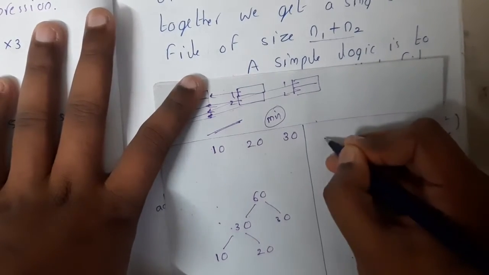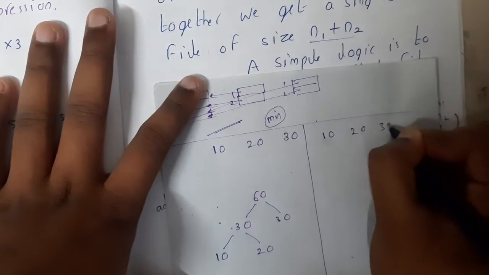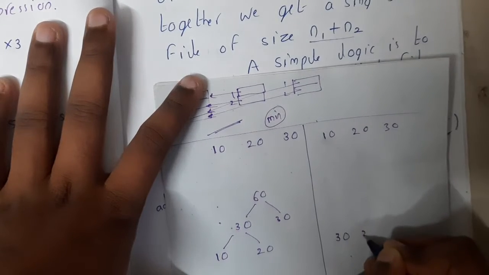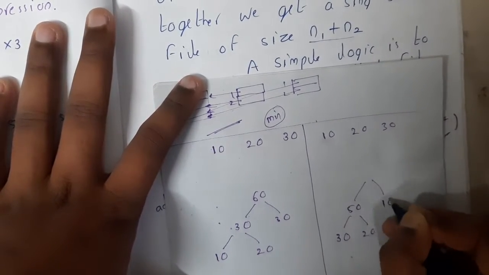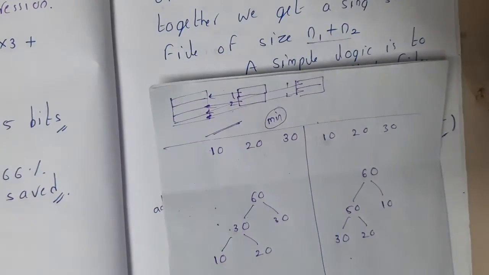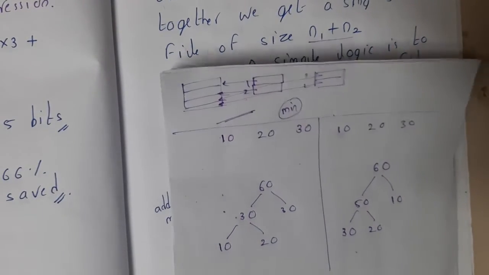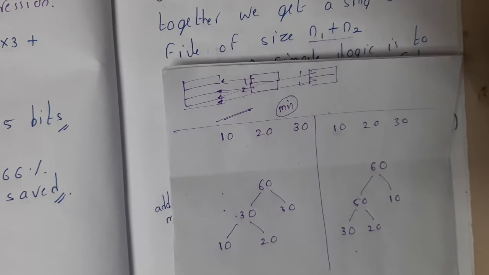Similarly, in the other case, 10, 20, 30. Now I'll combine from the maximum. So 30 and 20 I'll combine. I will get 50. Again I'll combine 50 with 10. I will get 60. So now a few of you might be saying, okay, is the answer 60, the total number of movements?